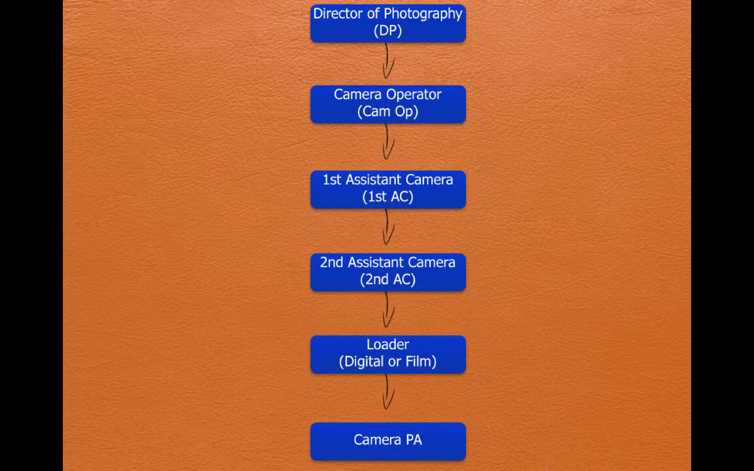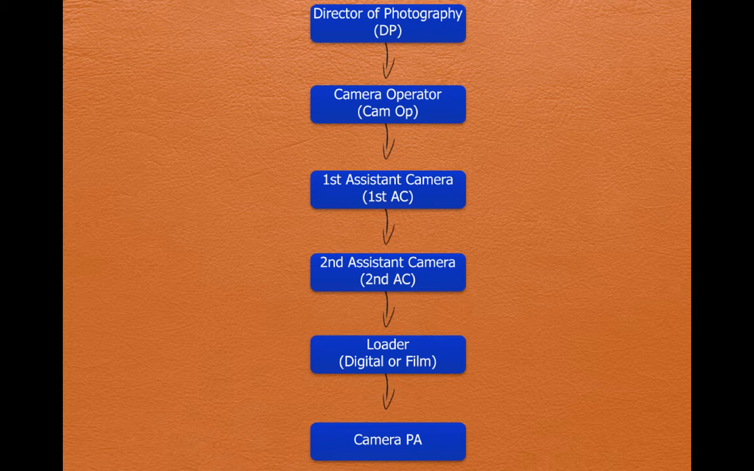The first assistant camera handles the lenses, basically the glass. And what they do is they pull focus. They adjust the focus, pull it and rack it, work with the focus, and also clean and make sure that the lenses are always ready to go.